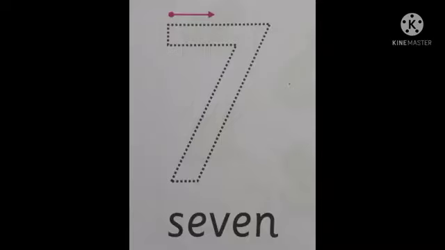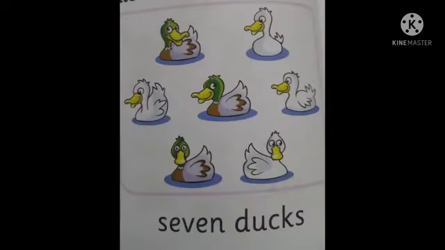You have to trace the number like this in your notebook also. Sleeping line, standing line, 7. Here you can see the slant line. Here are 7 ducks. How do you count the number 7, children?